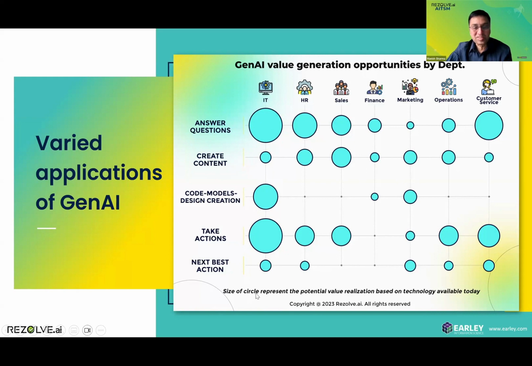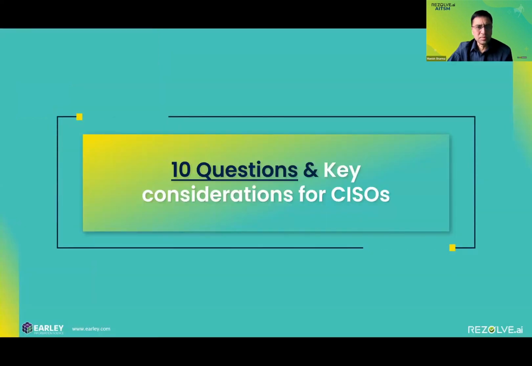So here on the left hand side, you see IT, the answering questions value. The huge amount of value that you're seeing is right now available from just making your knowledge sources available to everyone and answering questions. We are going to talk about what the risk and value associated with that are. But these blocks and circles represent the kind of value that you can get, and there's a huge amount of value you can unlock using these in different departments. So this is just the background.